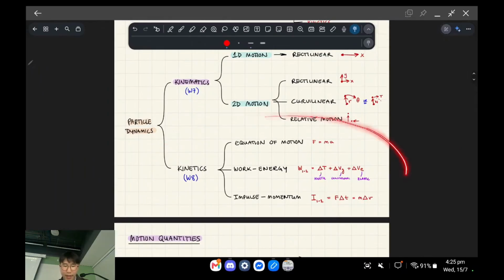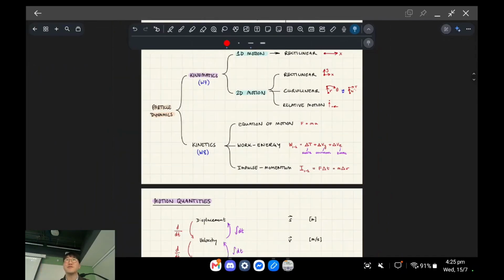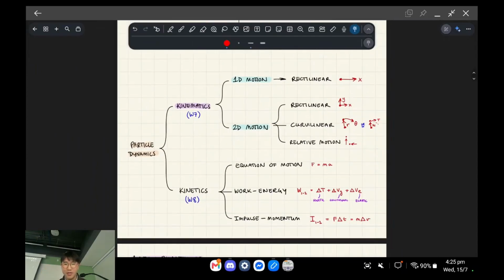Then week 8 onwards, we'll be talking about the equation of motion, which is F equals ma, and energy conservation, so work-energy methods. We'll also be talking about impulse-momentum. There's quite a bit packed into this part of the course, which is why I want to start the dynamics portion this week. Otherwise, it's going to be way too rushed and you're not going to learn it properly. Do you have any questions about any of that?